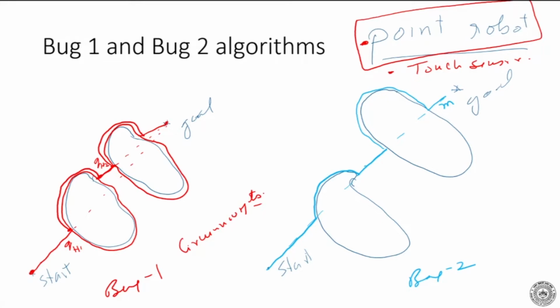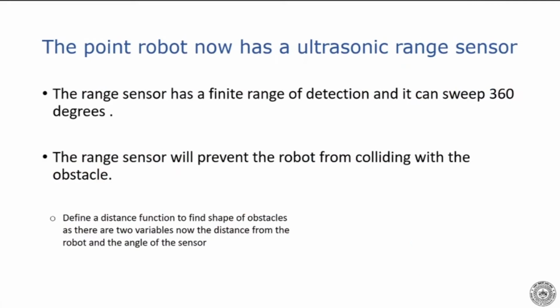Now, two things that we talked about here. Number 1 is that the robot is a point robot. The next, it has a touch sensor. Okay, so that's how it finds out where an obstacle is. Now, suppose the robot now has an ultrasonic range sensor. That means it can find out how far it is from the obstacle.